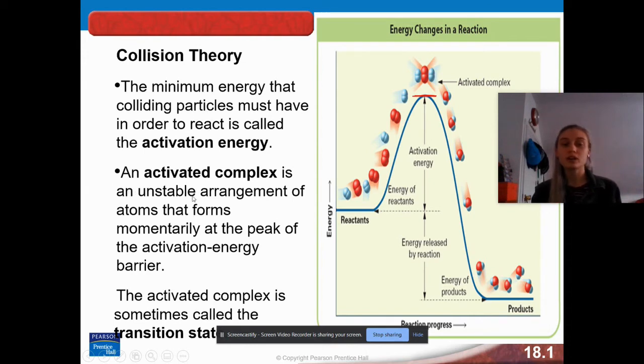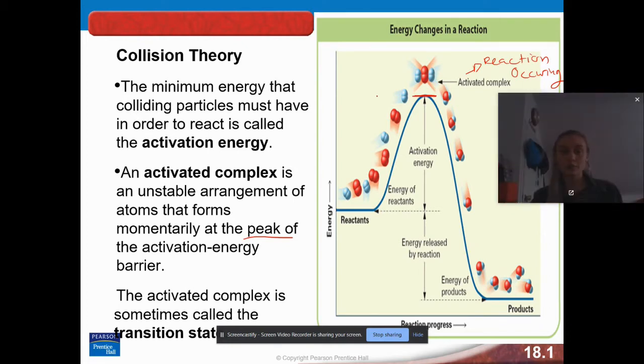And so, our activated complex, this is where you're going to have your reaction occurring. So I'm going to make a little note and say reaction occurring. And this is when you're at your peak. So I think it actually says this. Yeah, it does. So when you're at the peak of the activation energy, once you get enough energy and actually do the reaction, this is when your reaction is actually occurring.